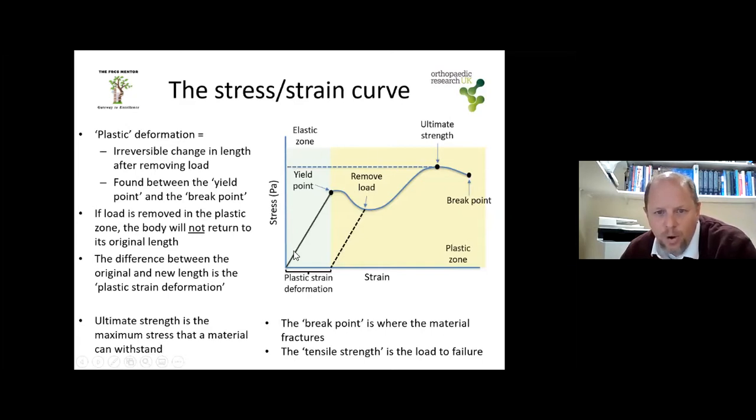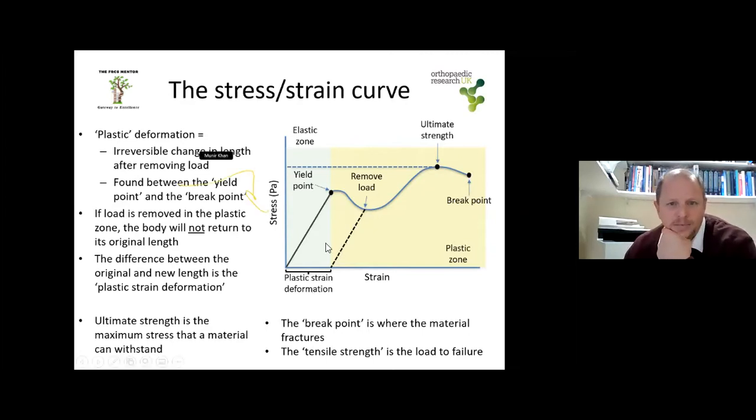So if we were to look at the whole of the graph, we would see that we have an elastic zone. That's absolutely critical. Nice straight line. Remember Hooke's law, stress is proportional to strain within the elastic zone, and that if we were to remove the load, it would come back to its original length. But if we go past the yield point or proportional limit, then we enter into this plastic deformation that ultimately goes up to the ultimate strength and then down to the break point. And all of that is called the plastic zone, because if we remove the load at any point during this, we will have some plastic strain deformation.